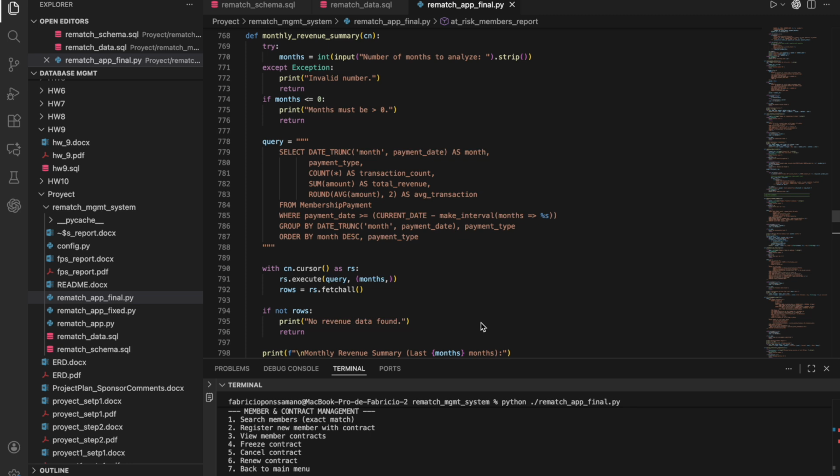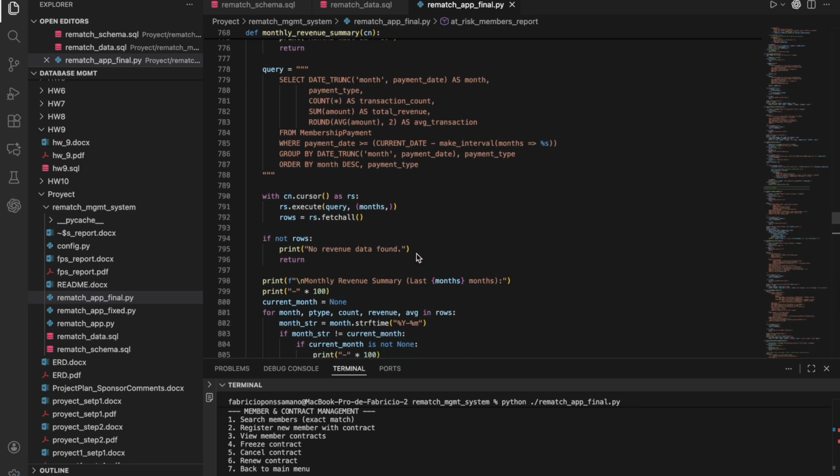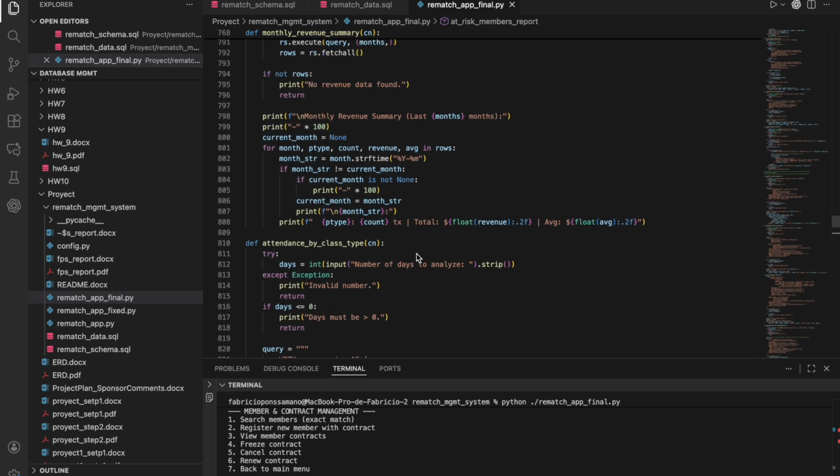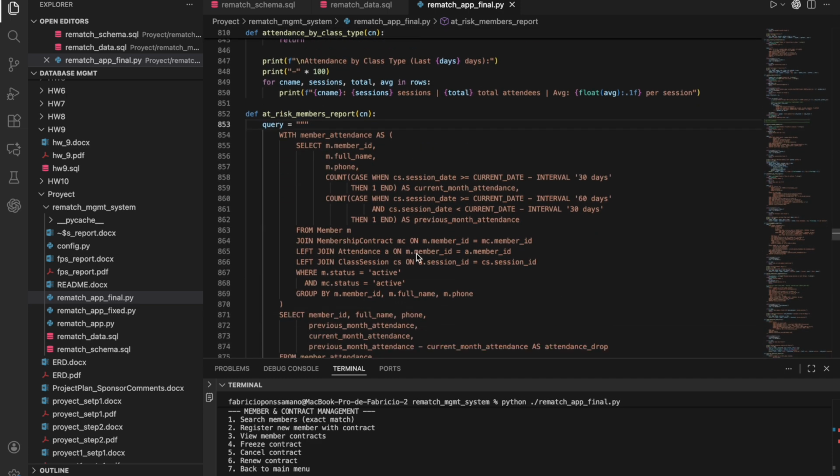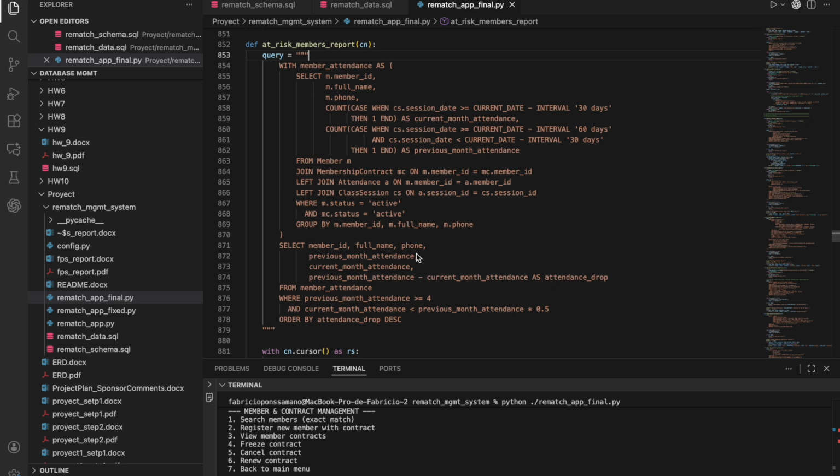So this is grouping by month instead of just individual dates, by truncating each payment date to the first day of its month. So for that reason, this one is very interesting. The second one is the at risk members report. This is one use case or one application that doesn't work, but I thought that the concept was very interesting.